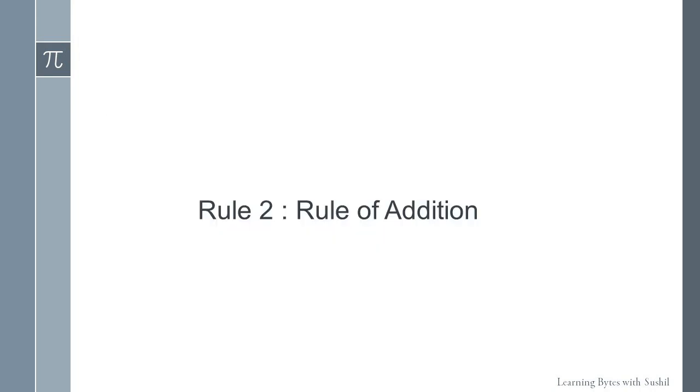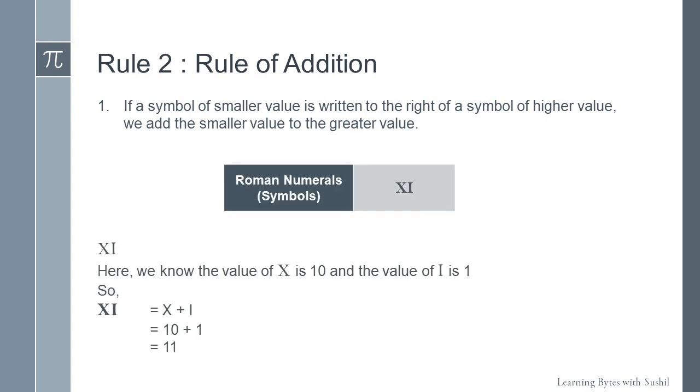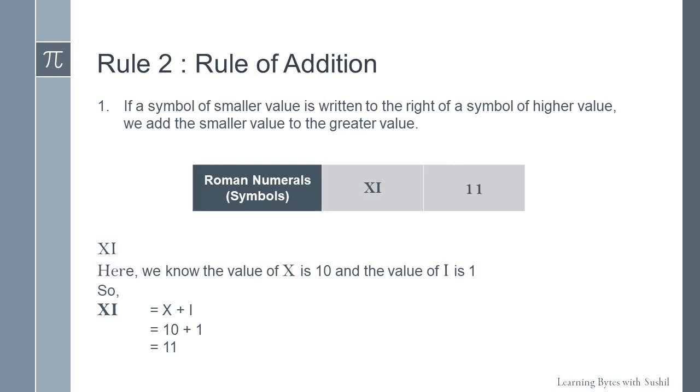Now comes the rule of addition. The rule of addition says that if a symbol of smaller value is written to the right of a symbol of higher value, we add the smaller value to the greater value. For example, if I write I after X, that is XI, the value of X is 10 and the value of I is 1. So XI is equal to X plus I, which is 10 plus 1, that is 11. So XI is equal to 11.